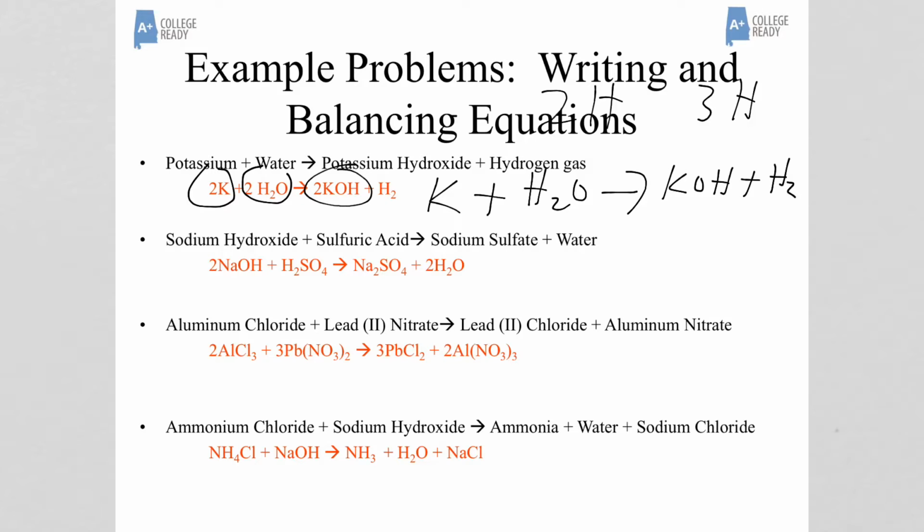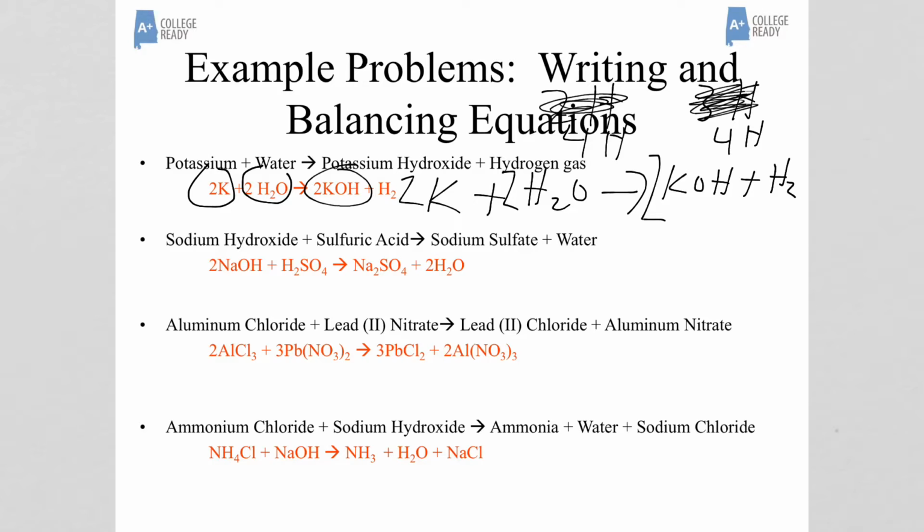The easiest way to do that was to put a 2 right here. Well, now that moves the number of hydrogens up to 4. So we can make there be 4 hydrogens over here by placing a 2 in front of the water. So now we have 4 hydrogens. Well, over here we now have 2 potassiums. Over here we only have 1. So we have to put a 2 there to balance that out. And if you check the oxygens, there are 2 oxygens on this side and 2 on this side.